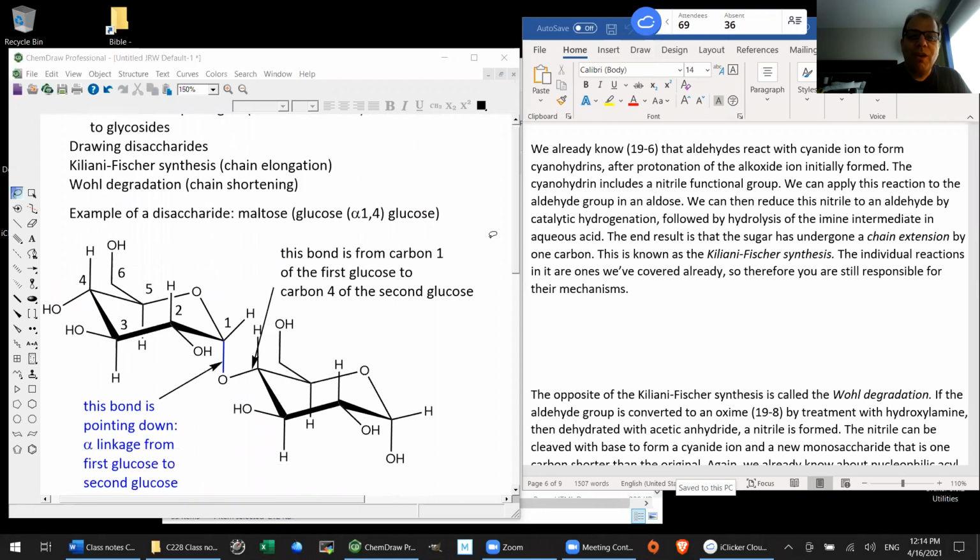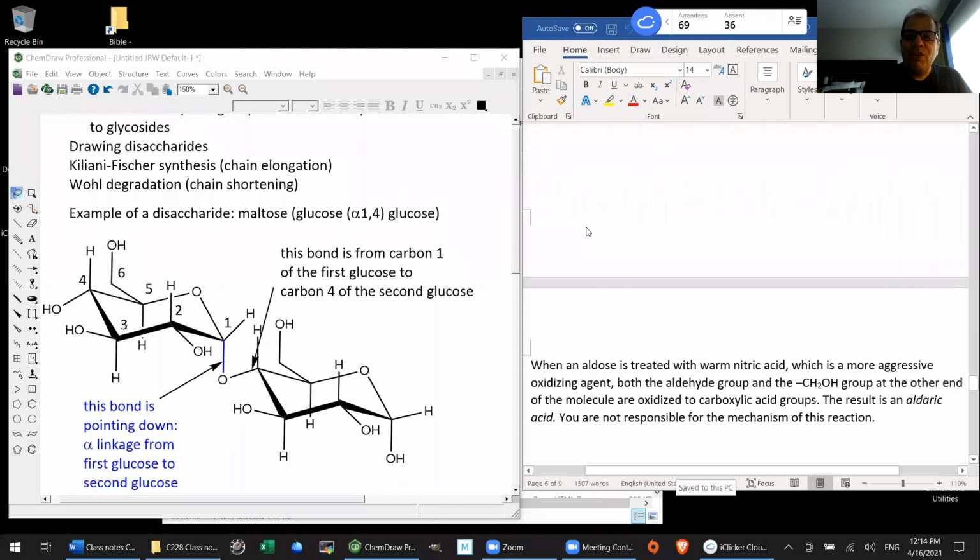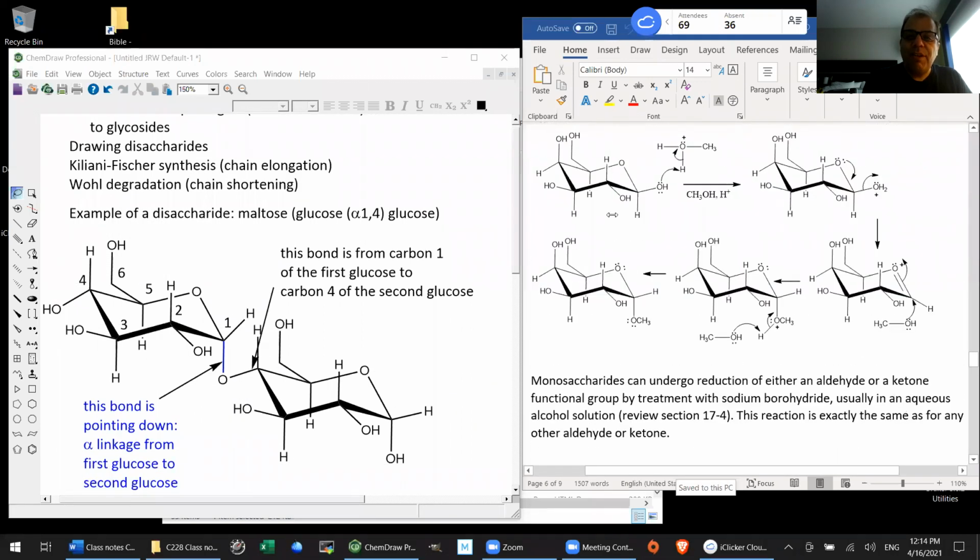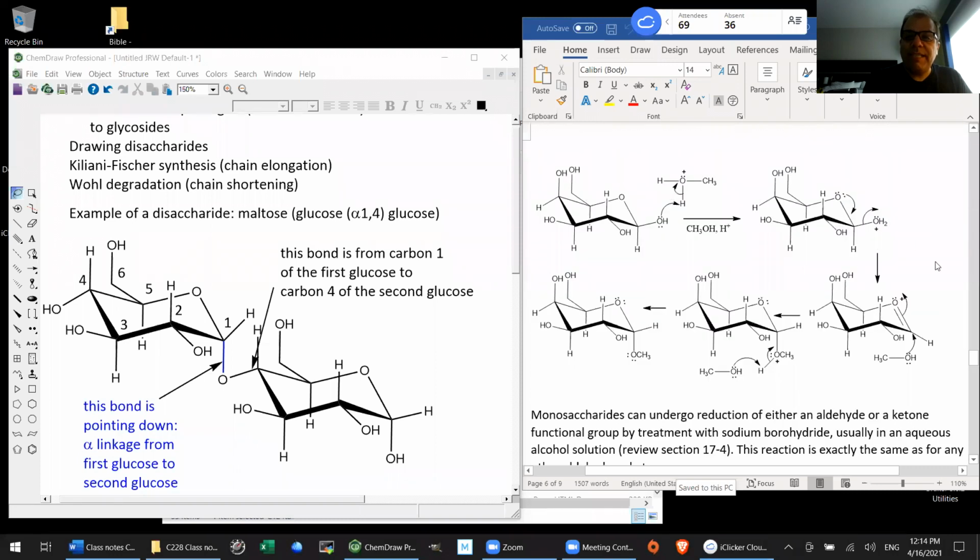I don't think so. But the great thing is, once we understand the process of forming a simple glycoside such as this, glycoside meaning a compound of this type, once we understand that process, then we've got everything we need to know in order to understand the formation of disaccharides and even polysaccharides. And so that's all the information we need to understand the formation of some important disaccharides.